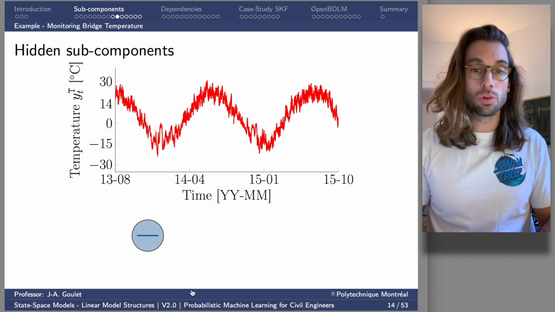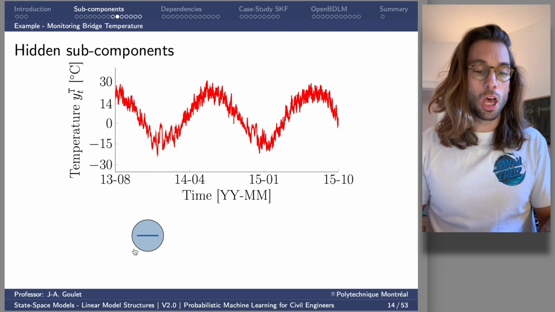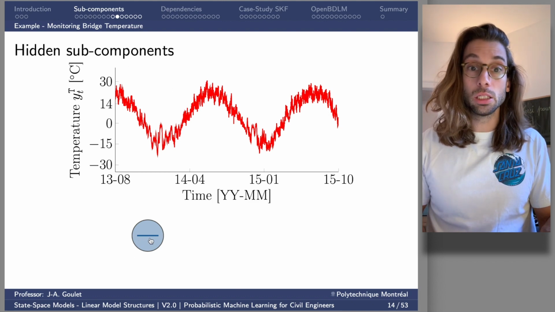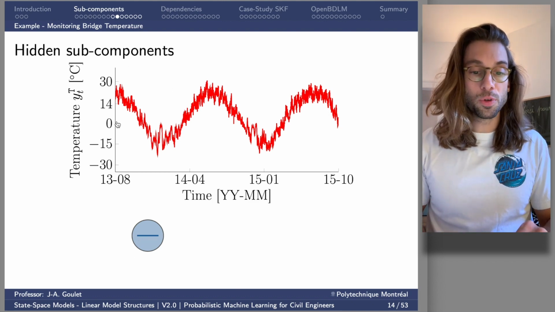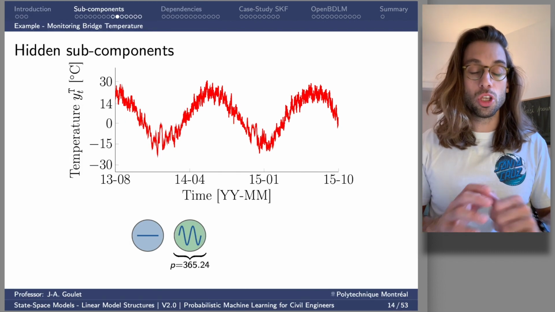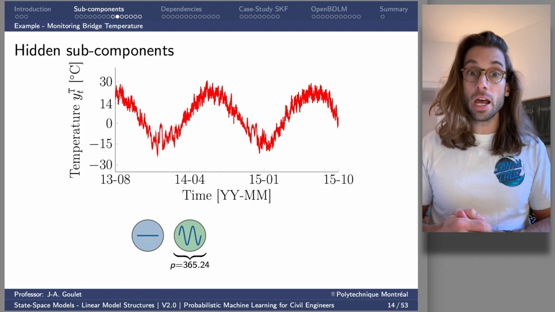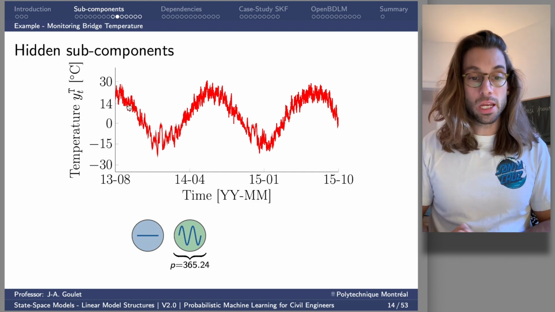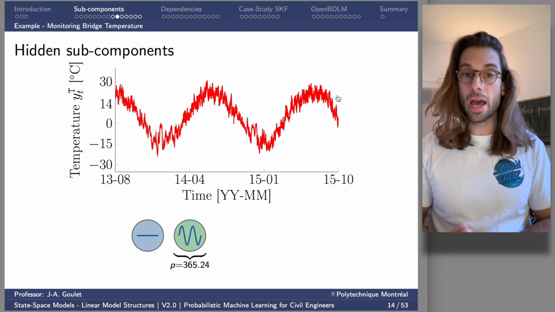So in that case, we're going to say, okay, first I'm going to use a locally constant component to represent the average temperature of my data set. Then I'm going to use a first periodic component to represent the yearly cycle in my pattern, okay?